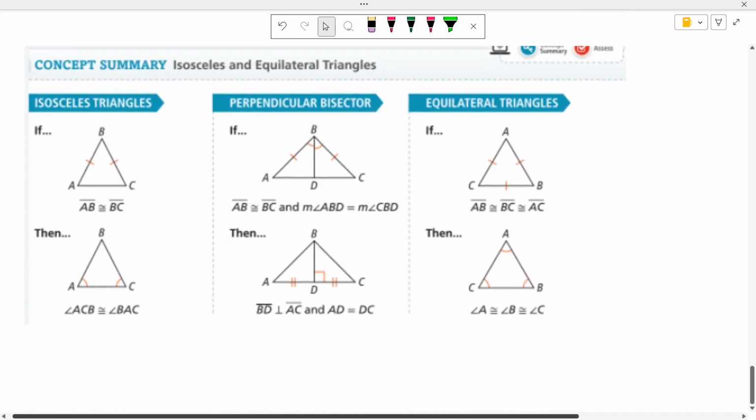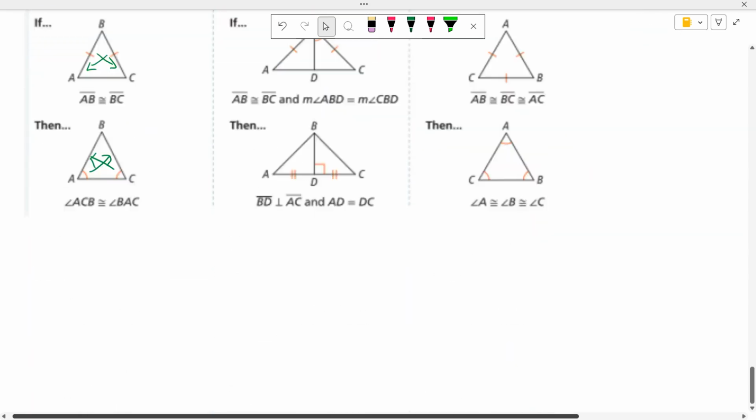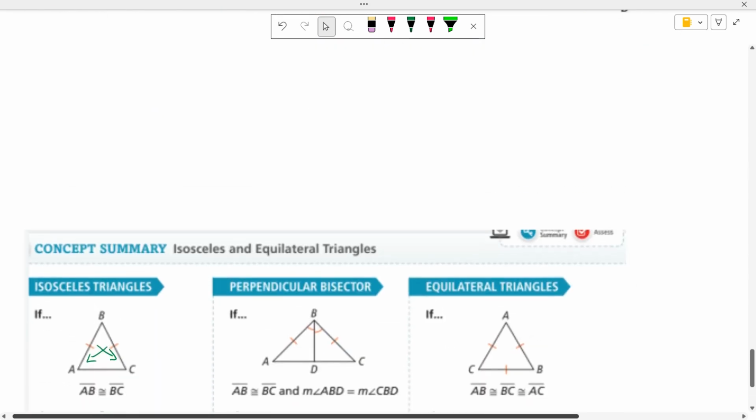All right. So, isosceles and equilateral triangles. If you have 2 congruent sides, the angles opposite are congruent. If you have 2 congruent angles, the sides opposite are congruent. A perpendicular bisector happens in an isosceles triangle, which makes this perpendicular and the same distance away from each side. An equilateral triangle is also equiangular. So, that's what you need to know for this section.